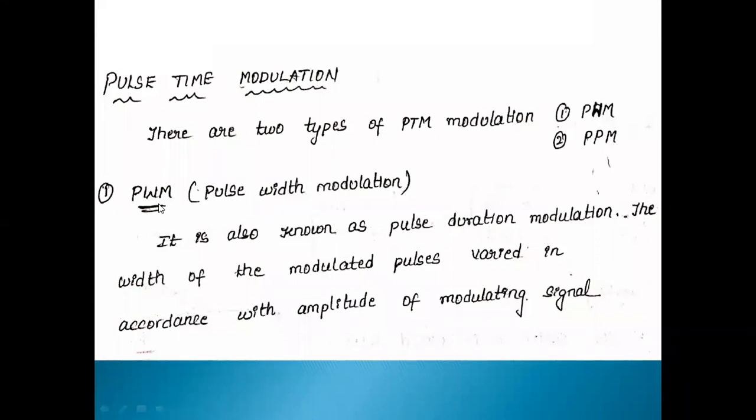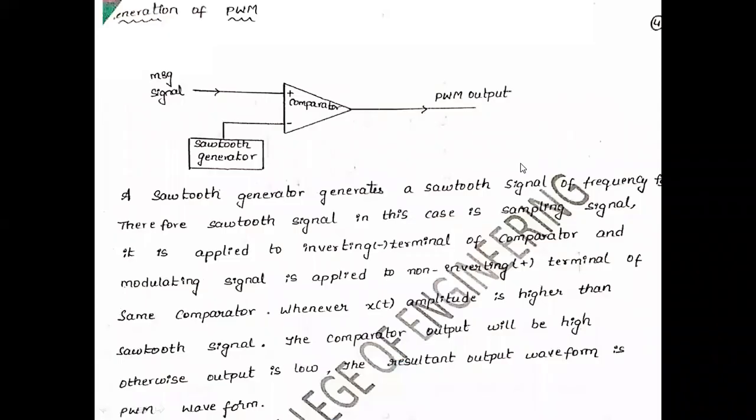Pulse width modulation is also known as pulse duration modulation. The width of the modulated pulses varies in accordance with the amplitude of the modulating signal. The width of the pulse varies according to the modulating signal changes. That is pulse width modulation.